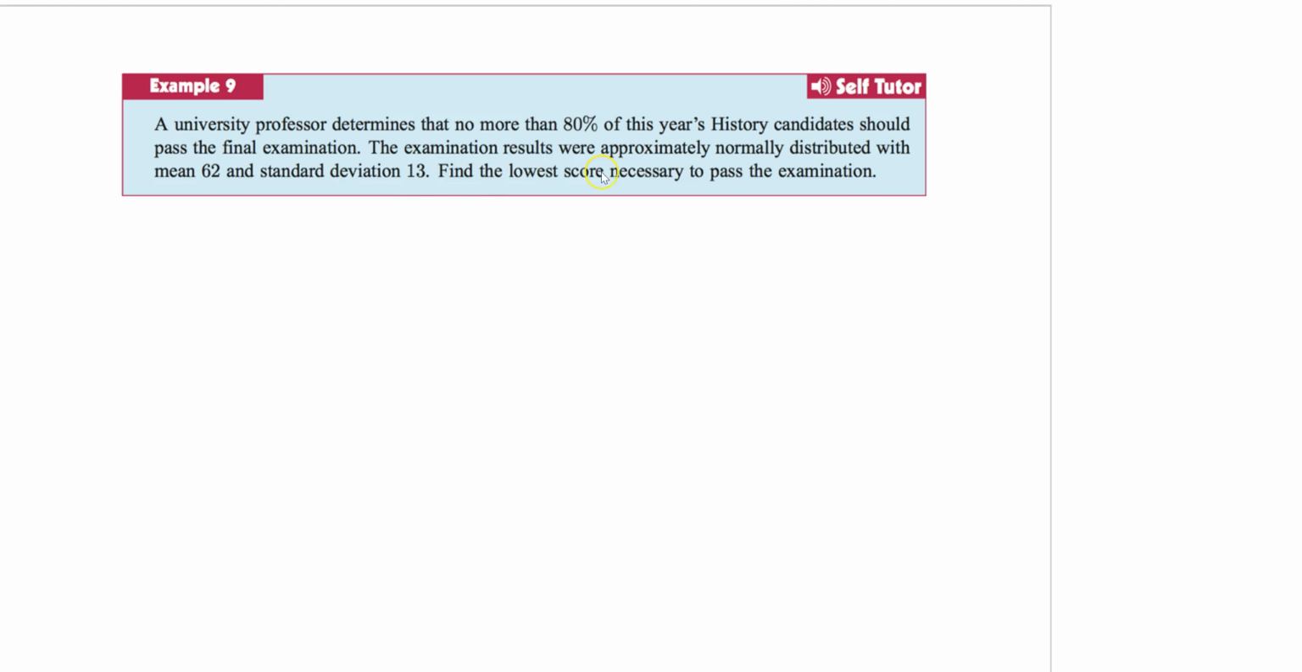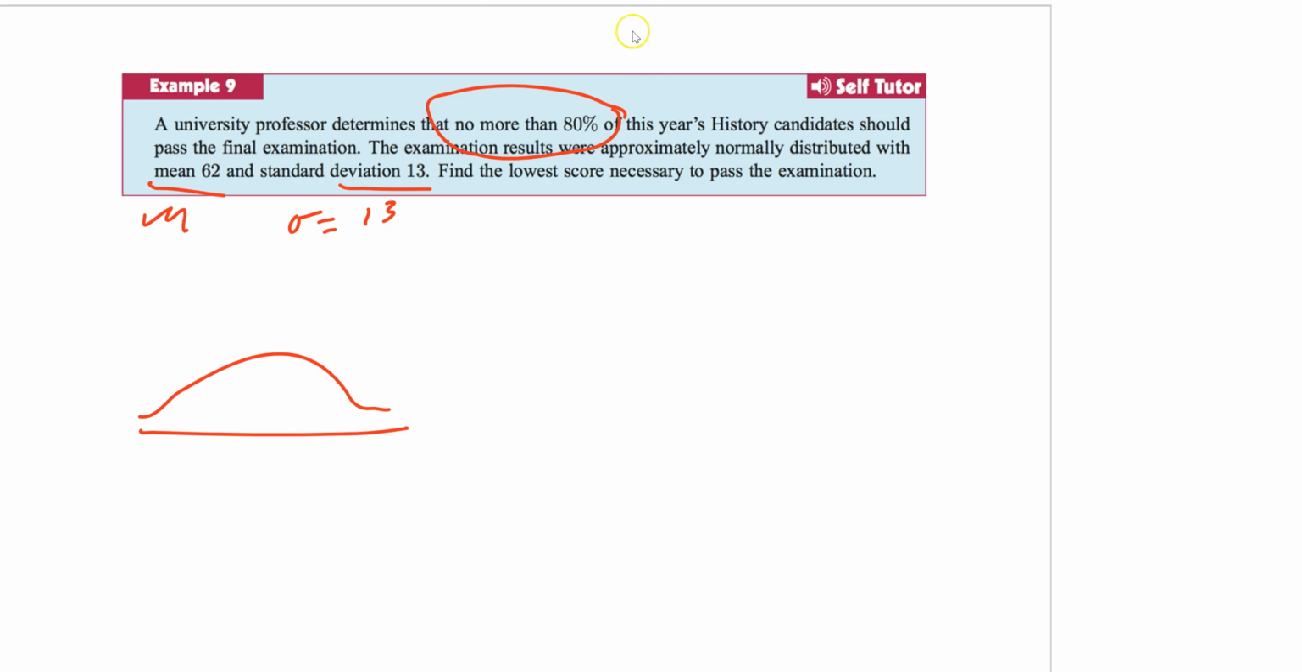So exam results were approximately normally distributed with a mean of 62. That's the average. Standard deviation is 13. Right? We want the lowest score to pass. So right here, it's all about, again, interpreting what that means. No more than 80% of the students should pass.